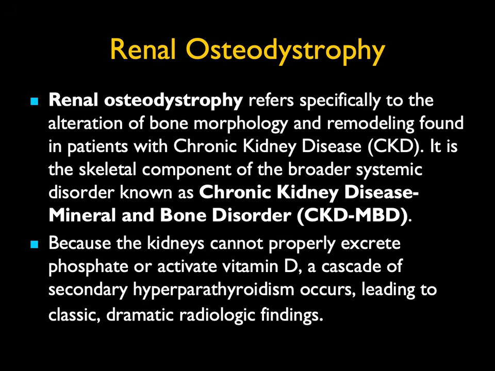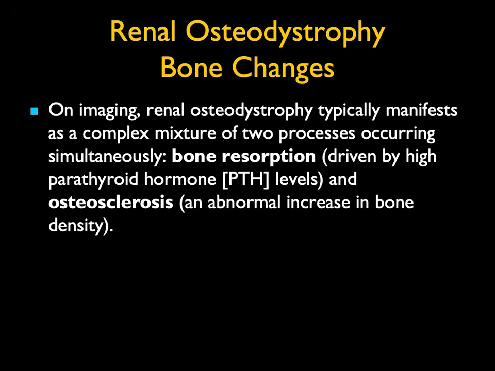It's due to chronic renal disease, because the kidneys cannot properly excrete phosphate or activate vitamin D. A cascade of secondary hyperparathyroidism occurs, leading to classic and very impressive radiologic changes. It makes the patients more prone to fractures and other complications. And again, it's a complicated process of bone resorption and osteosclerosis. That's why you have that really classic CT pattern.